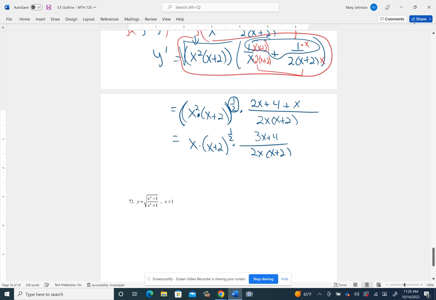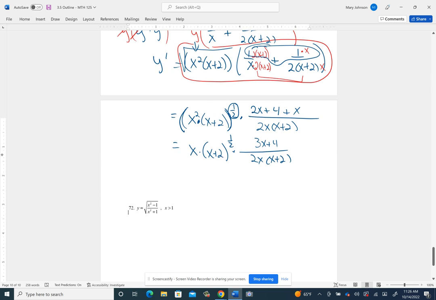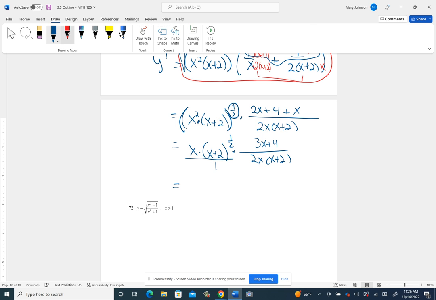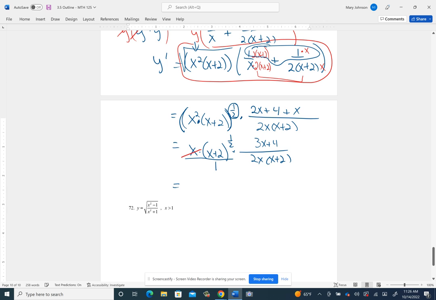Okay. So I am noticing that this is on top, right? This is like over 1. So I am noticing a couple things I can do. This x and that x can go. And then here I have an x plus 2, and I have that here as well. Now notice the larger exponent is here in the denominator. This is really to the first power.